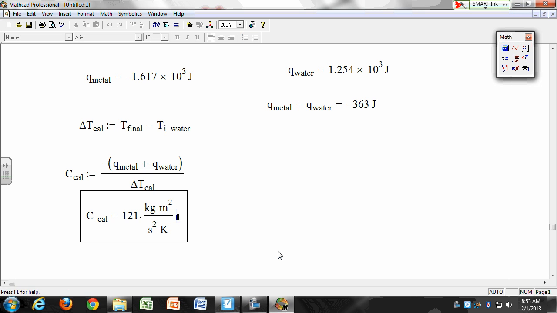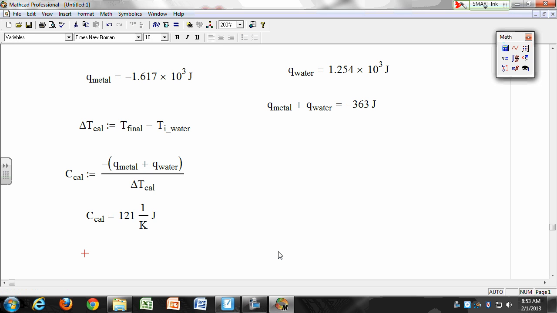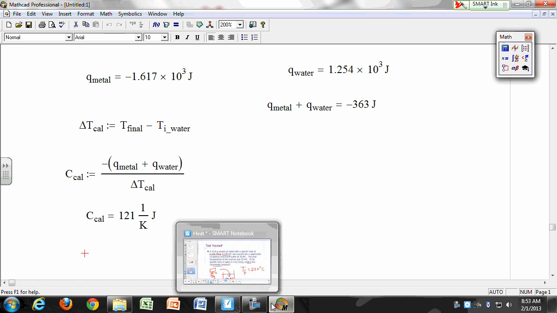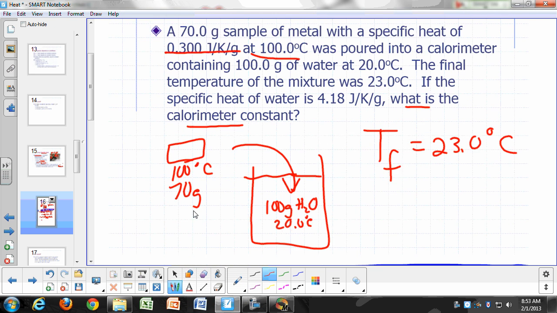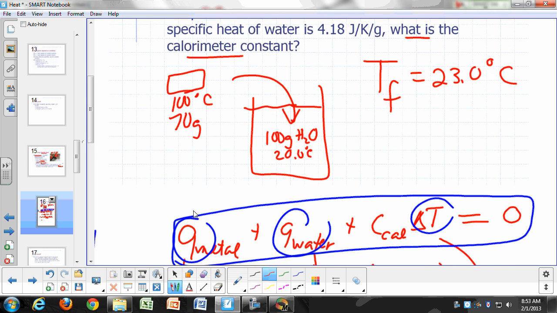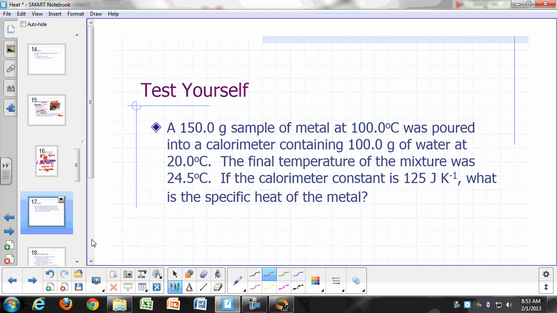What should be the unit for C cal? Joules per Kelvin. Okay, so 121 joules per Kelvin. So that's how you determine your calorimeter constant. You run a process inside your calorimeter where you know all the Q's. So the only unknown there is C cal. You measure your delta T, so you can solve for C cal, the calorimeter constant. Right? So the answer is 121 joules per Kelvin.